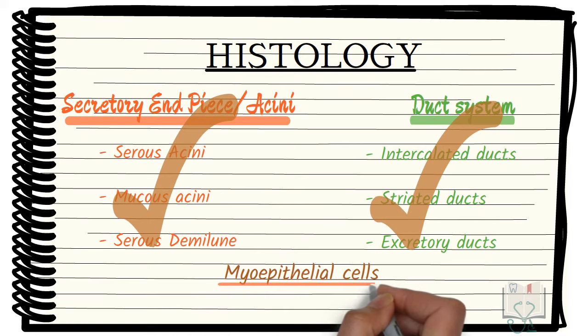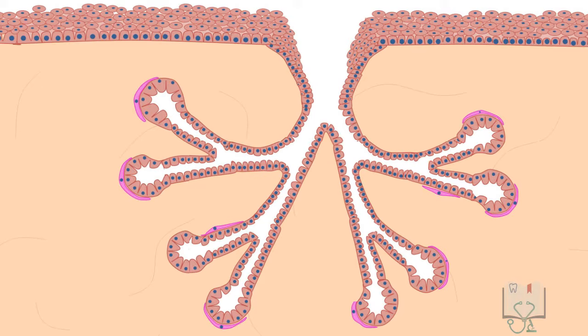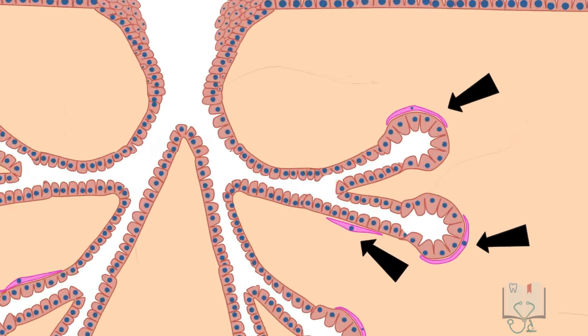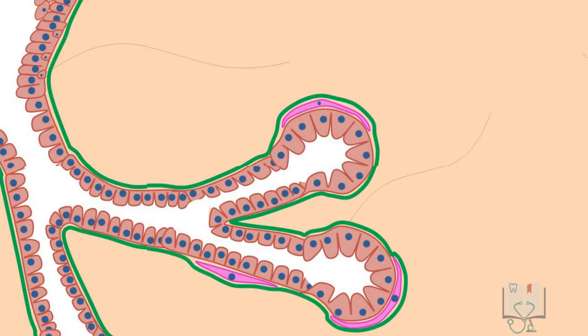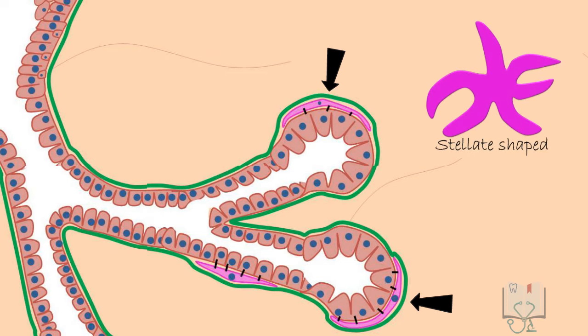Now about the myoepithelial cells. These cells are closely related to the secretory cells and intercalated duct cells. They lie between the acini or duct cells and the basement membrane and are attached by desmosomes. Adjacent to the acini, the myoepithelial cells are stellate shaped, that is, they have long processes.